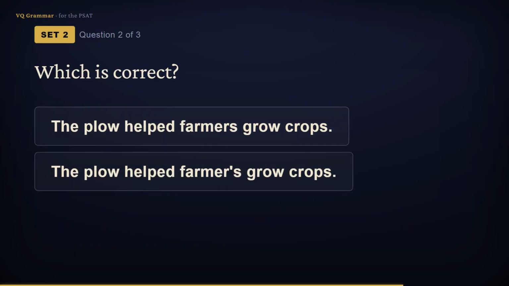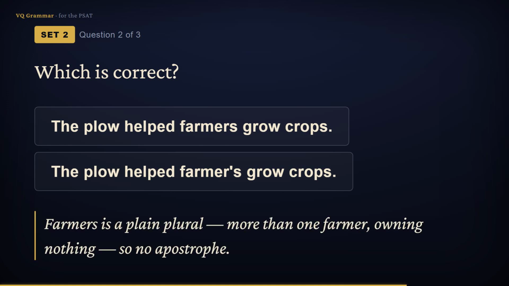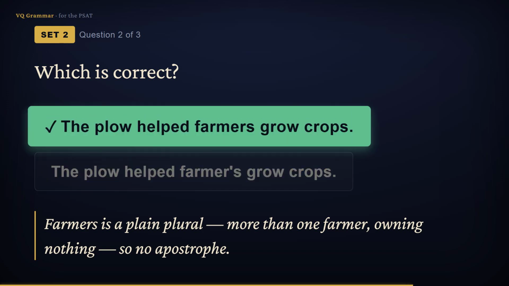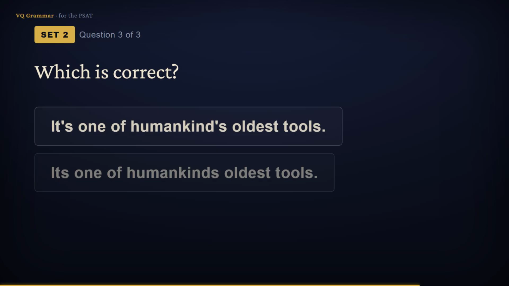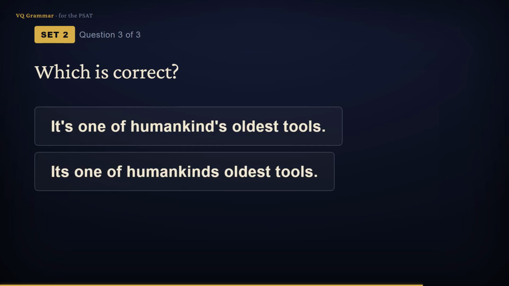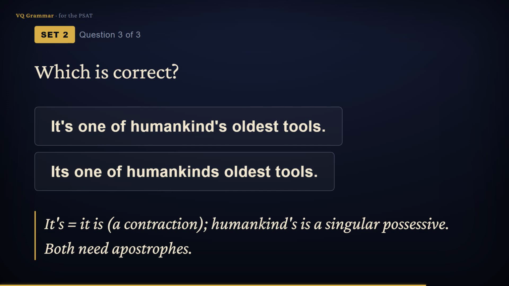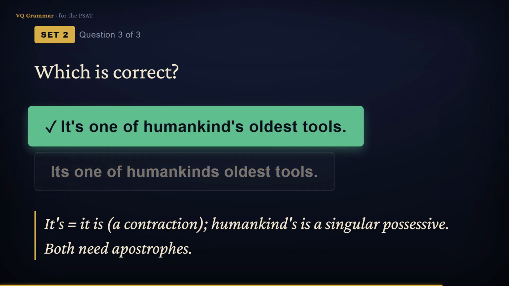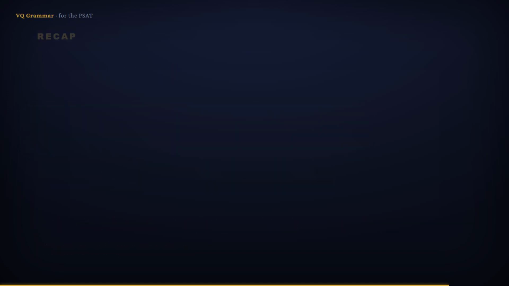Here, farmers simply means more than one farmer. It doesn't own anything, so it's a plain plural with no apostrophe. So the answer is, the plow helped farmers grow crops. This one has two apostrophes to get right. It's here means it is, so it's a contraction. And the tools belong to humankind, so humankind's is possessive. Both need apostrophes. So the answer is, it's one of humankind's oldest tools.